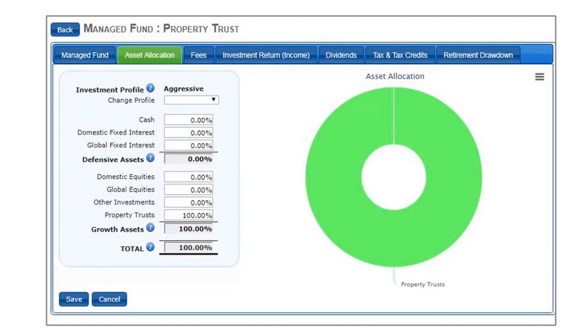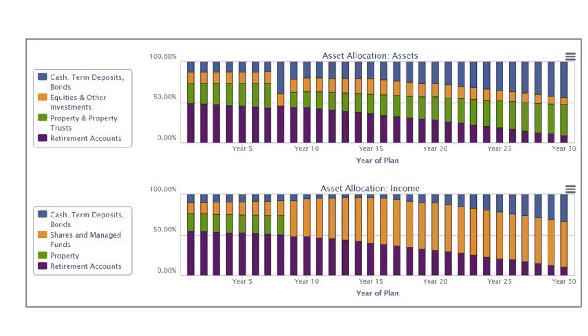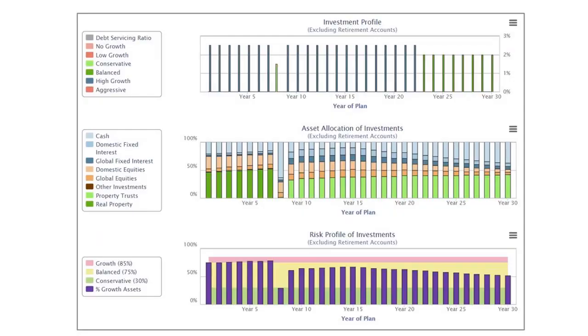The first is a property trust. $390,000 present value is invested in a property trust. The investment return is 5% income and 7% capital growth. $200,000 present value is invested in a bond trust with an investment return of 6% income and 2% capital growth. Asset allocation is displayed for both the value of the assets and the income. The reason is that annuities have no dollar value and no allocation in the asset allocation value. This is a graph of the investment profile, asset allocation and risk profile.